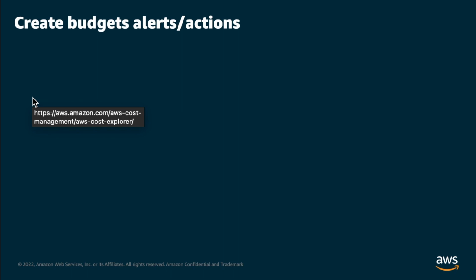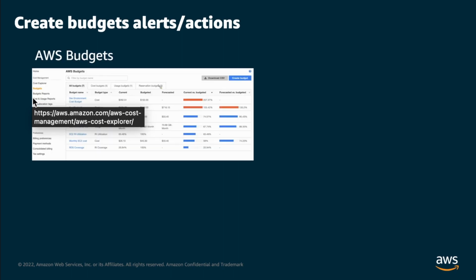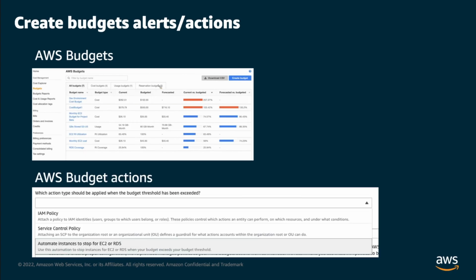Okay, next topic is going to be budgets. So what are budgets? Budgets are basically alerts that you can create so that when you exceed a certain threshold, you're going to be informed. We also have budget actions. So customers came and said, okay, I don't just want to know when it goes above a threshold. I also want to have some action after this happens. So you could do things like examples here, change an IAM policy, a service control policy, or automatically stop an EC2 or RDS resource.